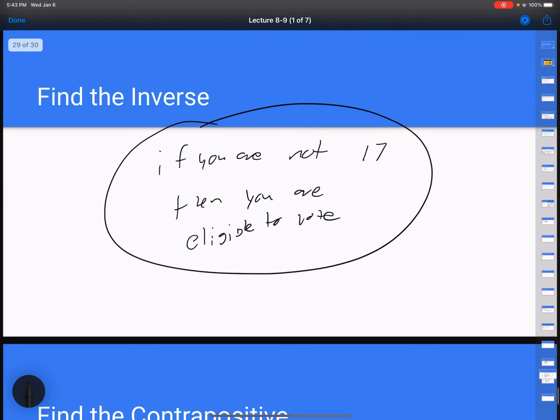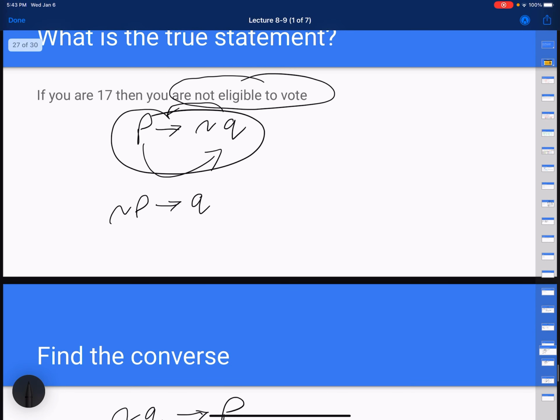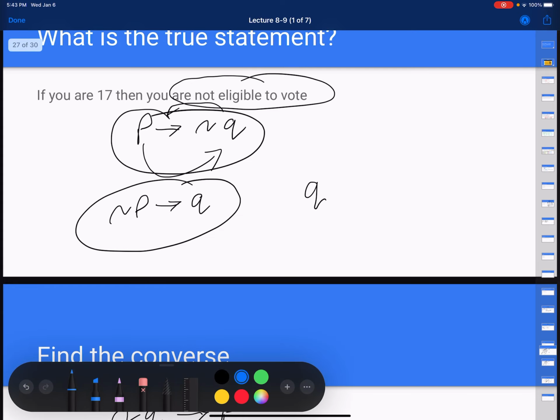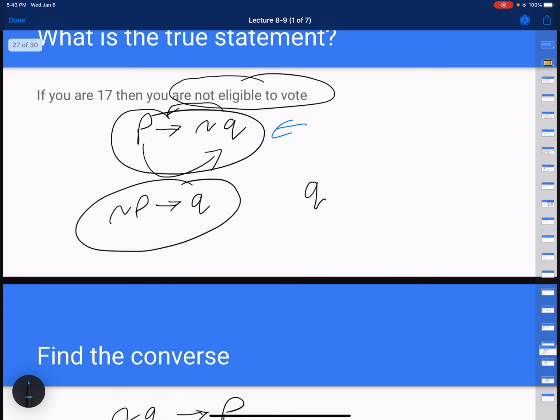Lastly, we have the contrapositive. We put both of those things together. So we flip the two statements and negate them. So here we have them negated. Now let's flip them. So the contrapositive of our original statement would be Q implies not P. And remember, if our original statement was true, so should this.